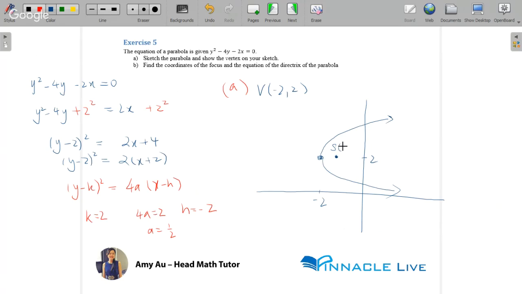So focus is minus 2 plus 1/2, so minus 1.5, 2. And the directrix should be at x is equal to minus 2 minus another 1/2, so minus 2.5. All right, so the correction here: focus is minus 1.5, 2, and the directrix is minus 2.5. So make sure you account for the shape as well. And that's it.